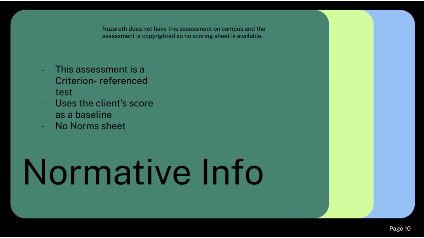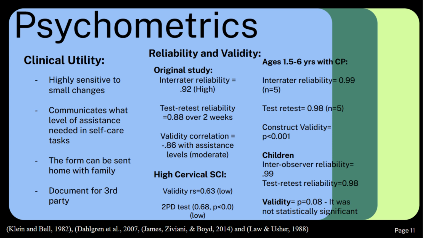This assessment is a criterion reference test. That means you use the client's score as a baseline and there's no norm sheet because you're comparing it to the performance. So the clinical utility is very highly sensitive in small changes, so this provides a clear picture of the level and type of assistance that the client may require. This also allows the OT to plan target interventions and communicate with the caregiver.